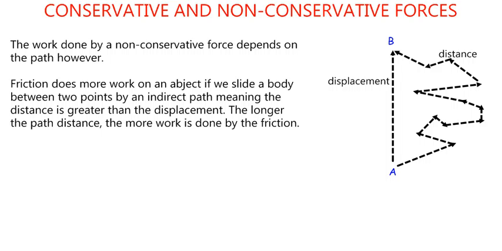Well, the work done by a non-conservative force depends on the path. Friction does more work on an object if we slide a body between 2 points by an indirect path from A to B. So something like this, it travels a much greater distance, a distance greater than the displacement. There is more work done. The longer the path, the more work done by friction. It does not depend on the initial and final positions of the body. Therefore, friction is a non-conservative force.